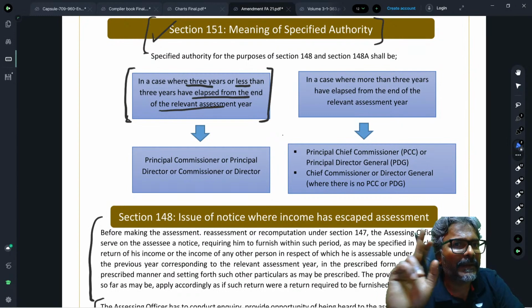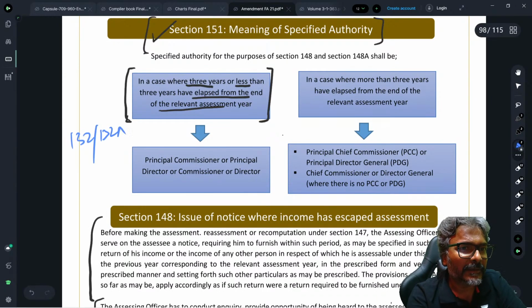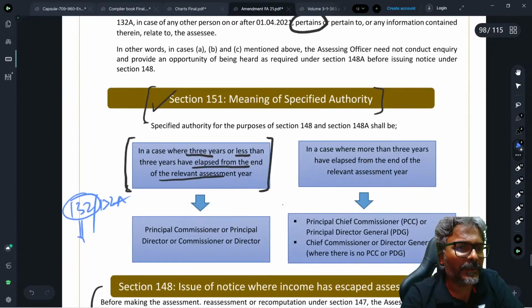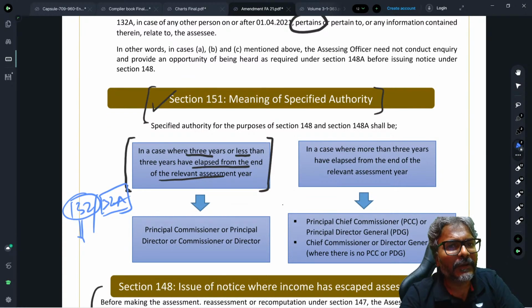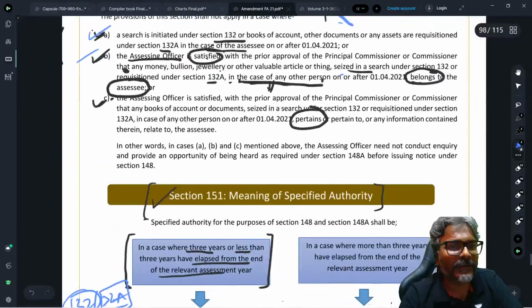Directly, what can happen if it is a search case or requisition under 132 or 132A? Students, the search that has taken place or a requisition under 132A, in both cases we will not be going further with the proceedings before proceedings. I hope that this point is well clear to all of you. Straight away you will give, in this case, the notice under 148.